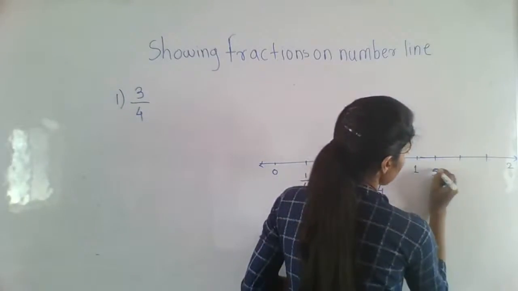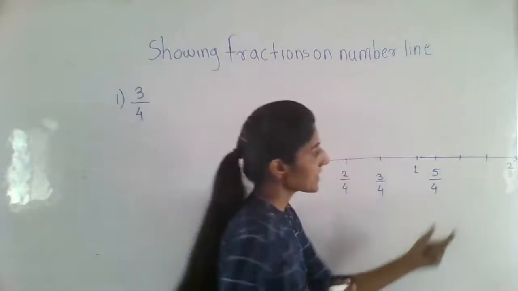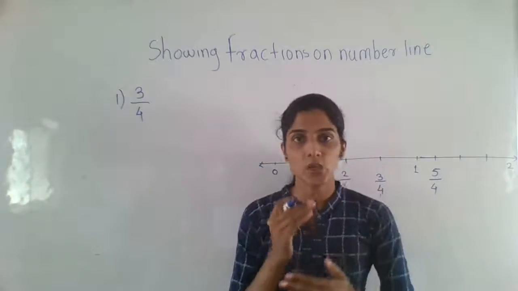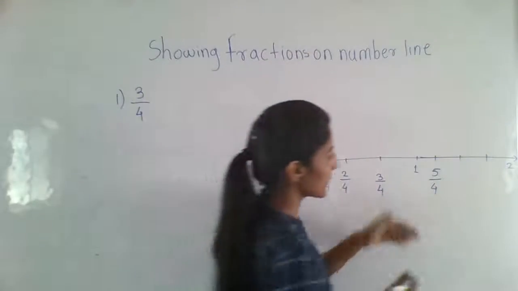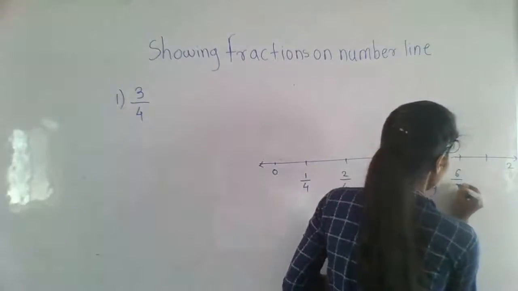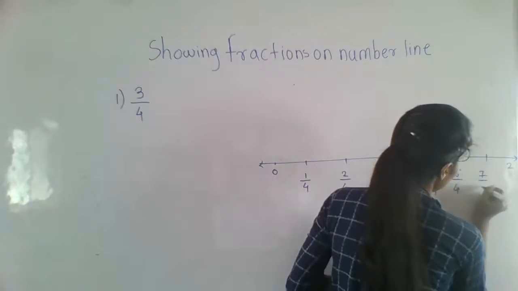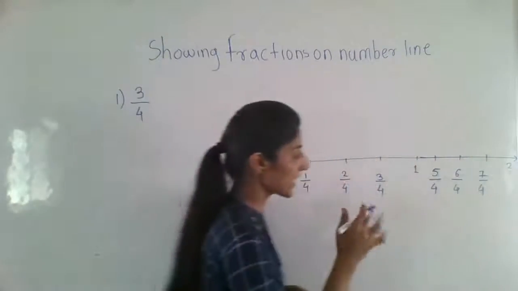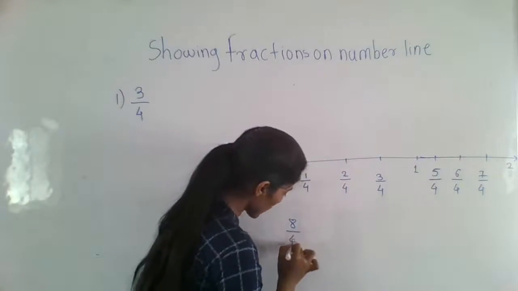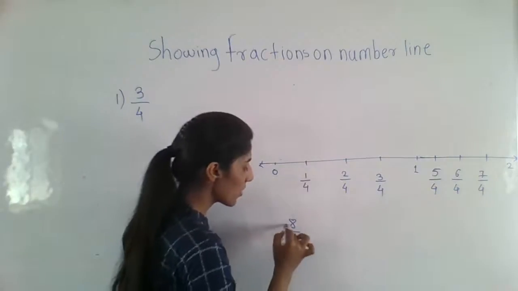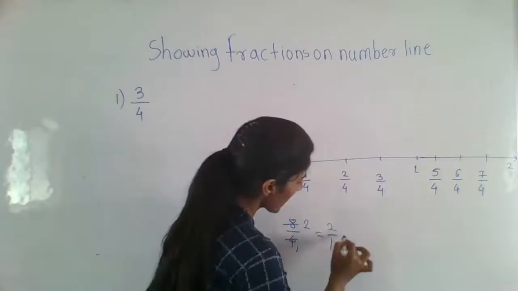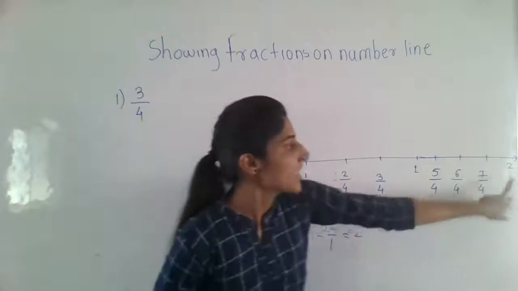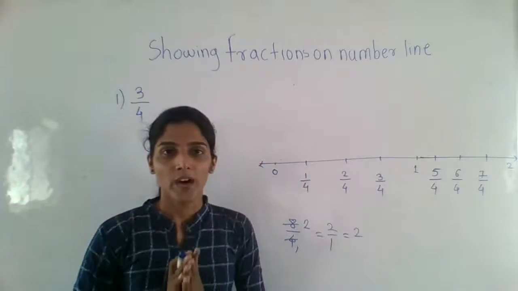Now next, here 5 by 4. You can see this unit is also divided into 4 parts. Therefore 5 by 4, 6 by 4, 7 by 4. Now here 8 by 4. We know that 4 ones are 4, 4 twos are 8. Therefore 8 by 4 is equal to 2. Then there is 2. Understand?